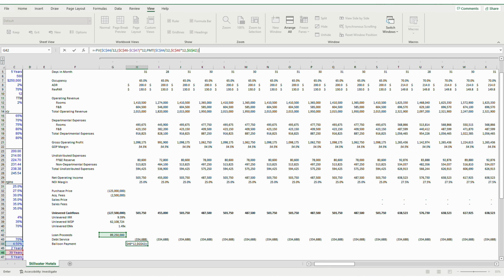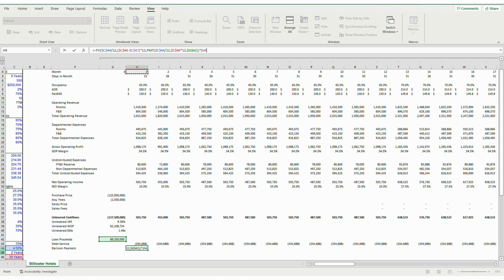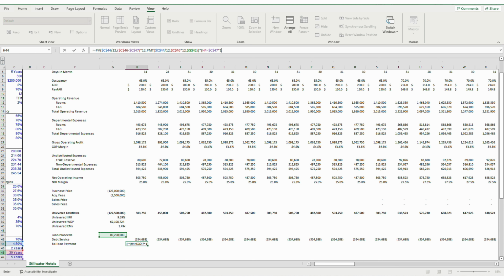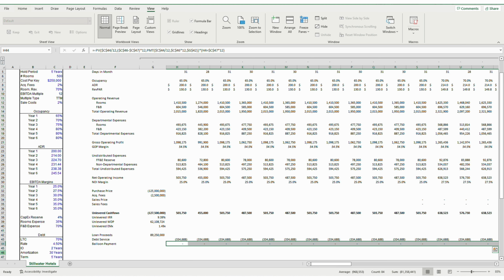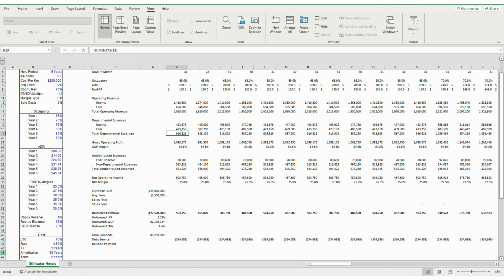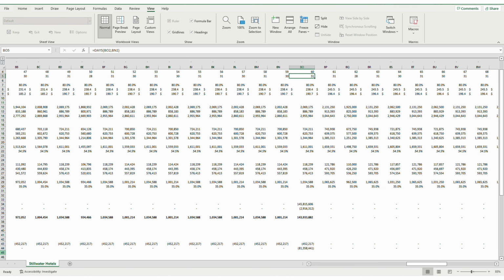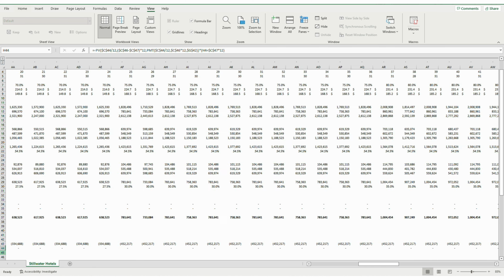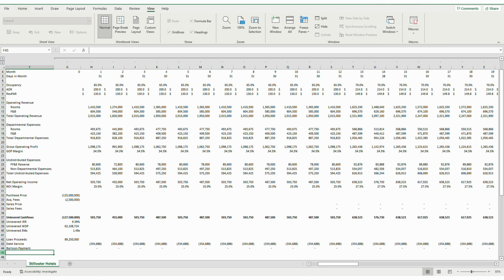And using a similar strategy as with debt service, I'll make sure that the balloon payment only occurs in the final period. So as you can see here, our debt service and balloon payment end in year 5, which is exactly what I'm looking for.